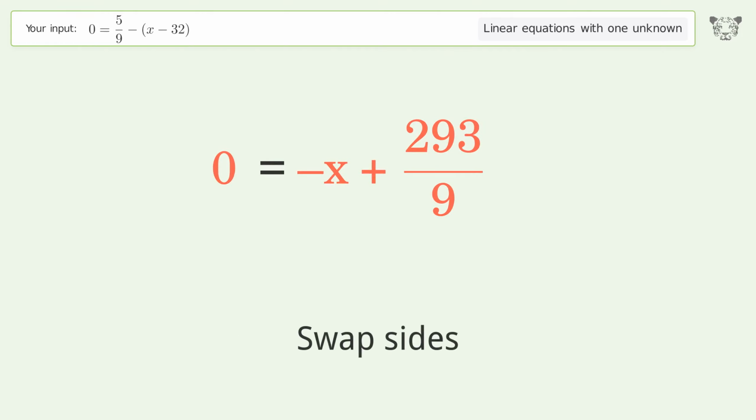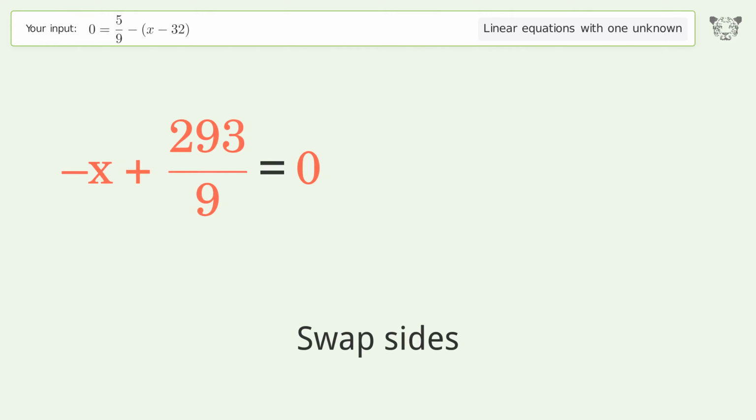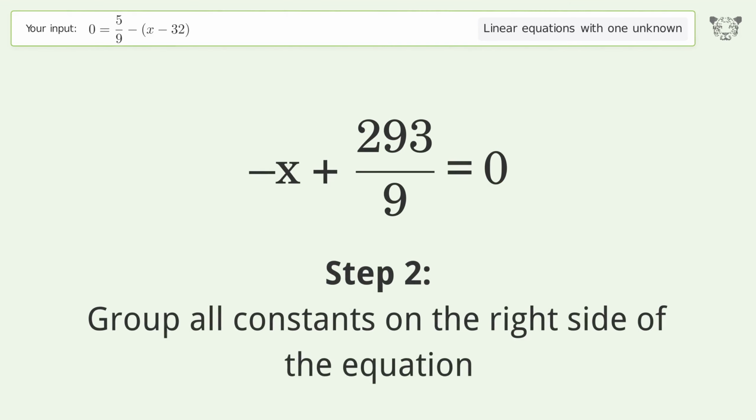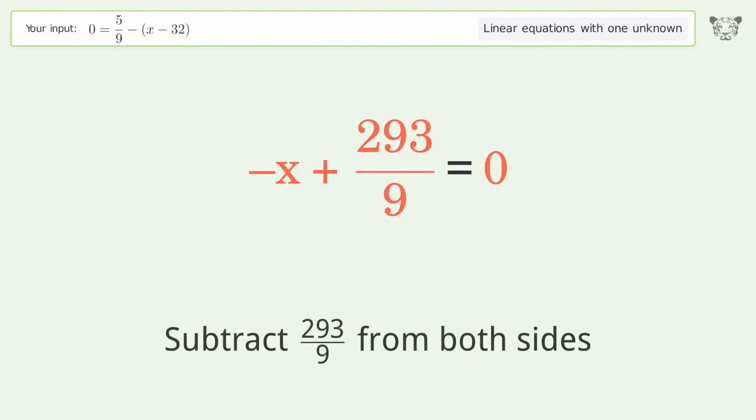Swap sides. Group all constants on the right side of the equation. Subtract 293/9 from both sides.